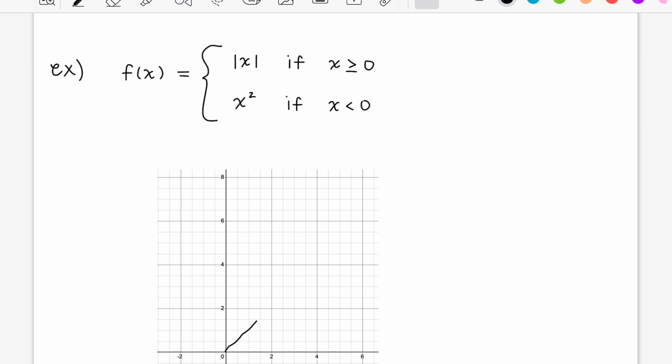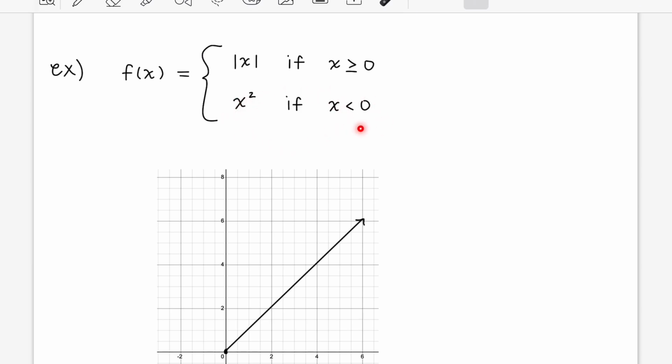So we all know our absolute value function looks like this. Whatever we input, we get as an output. So if we plug in 1 here, we get 1, we plug in 2, we get 2, and so on. And this is occurring only in this region where x is greater than or equal to 0, so I'll put a closed dot there.